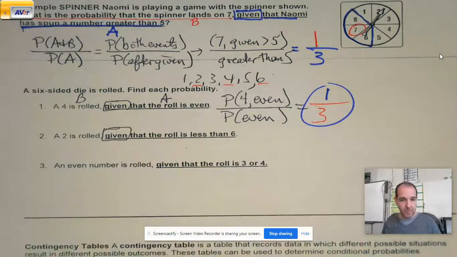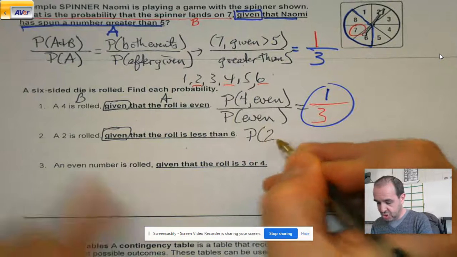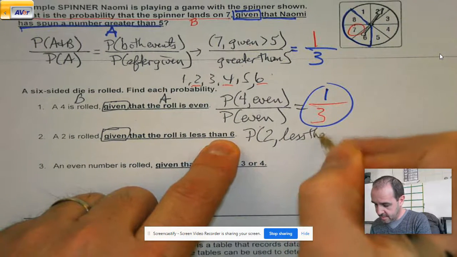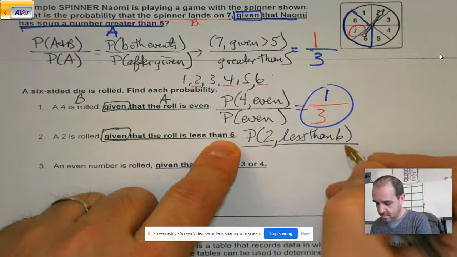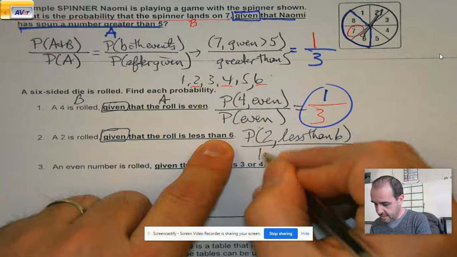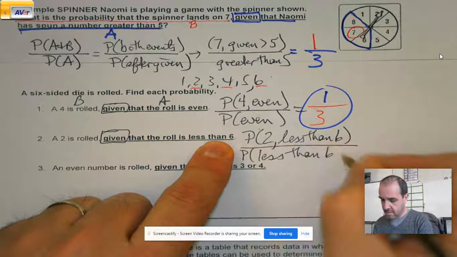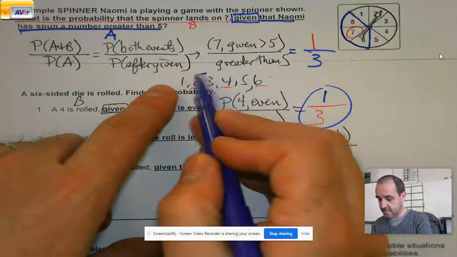Okay? And so we keep doing this. Given splits our problem off. So what do we got? The probability of getting a 2, but has to be less than 6. And then less than 6. Okay, so if you're rolling a die, how many numbers are less than 6?